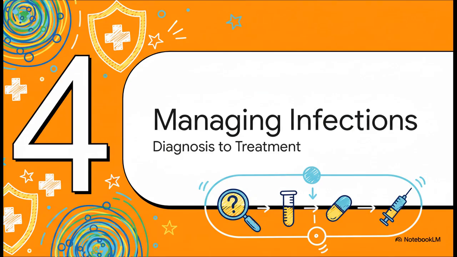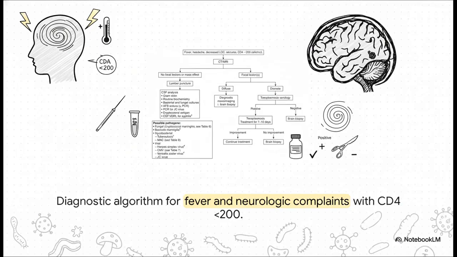Okay, let's switch gears. We've talked a lot about prevention, but what happens when a patient shows up with an active infection? Let's walk through a common and very serious clinical scenario to see how we go from diagnosis to treatment. Now, I know this chart looks a little intense, but let's just trace the logic together.